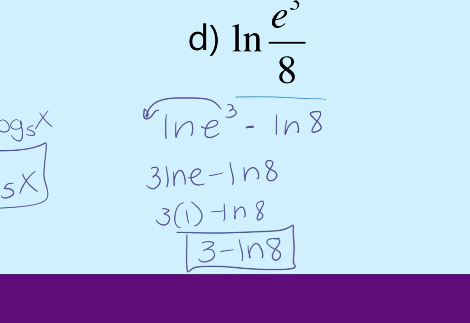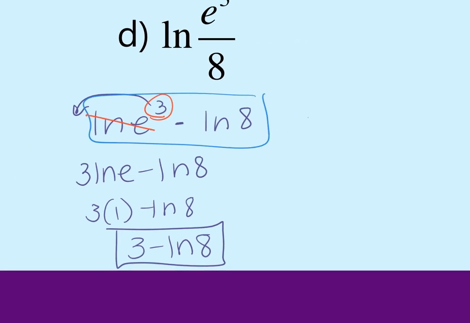There was another option up here. Do you see it? What? We did that one. What's the other option? Oh, sorry. I thought you did the other one. Cancel out that one. Good. ln e cancels and gives me my exponent. So this is 3 minus ln 8. You can do either way.